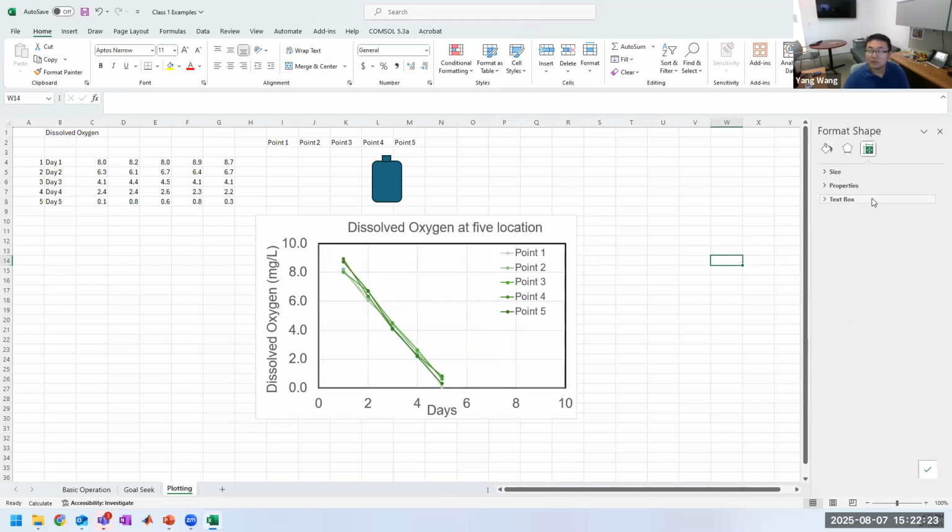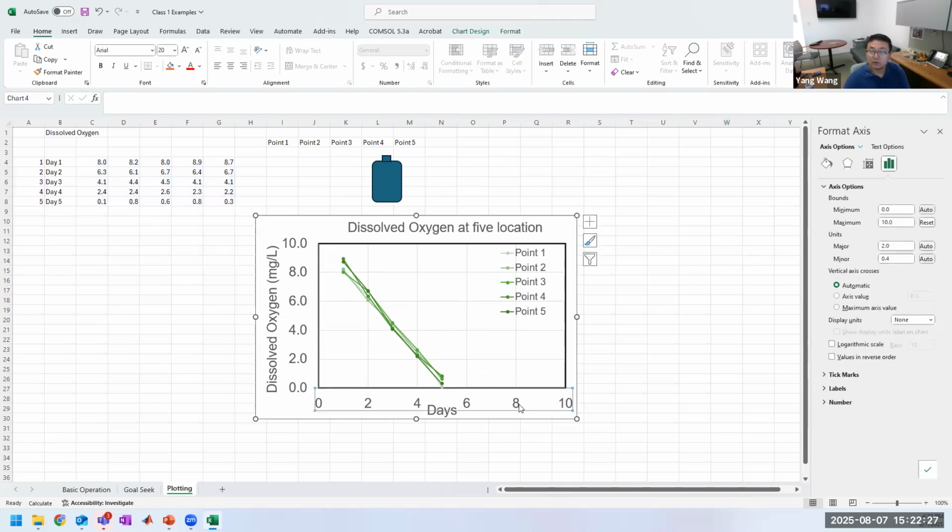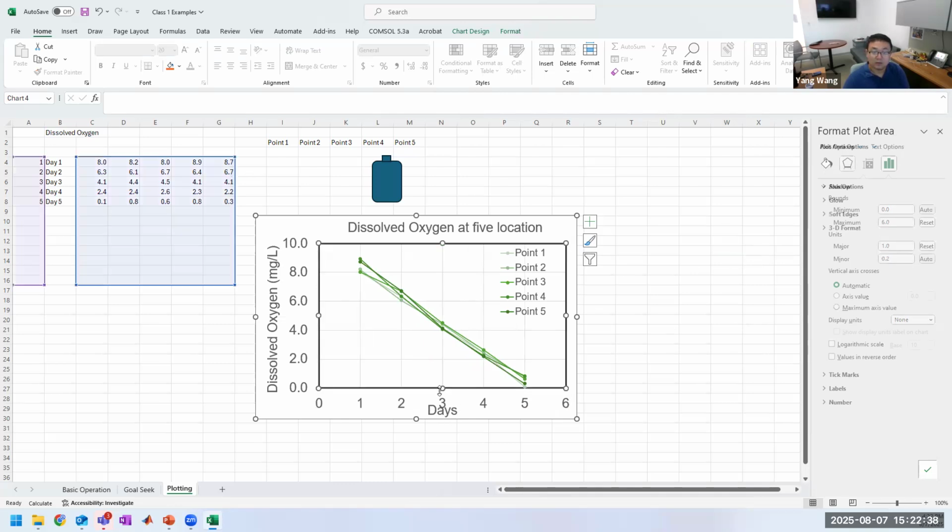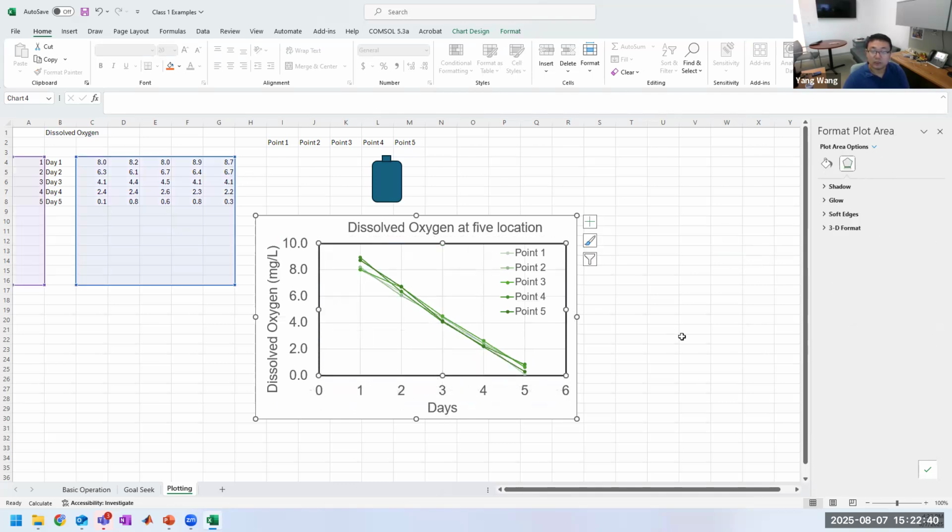Actually, I think 6 is pretty good now. So let's go back here and set it to be 6. And then you can change the major ticks and minor ticks, right? So you can change the major ticks to 1, so now it can actually show each day.